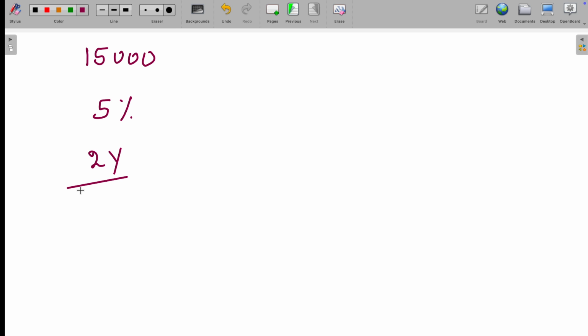Let's solve it. 1000, no, not 1000. 2 years, right? 1500. No, there 5% you have to calculate. You are calculating there 10%. 5%. 1500 plus 37.5, I think. Correct? 1537.5. Calculate the others. Let me know.